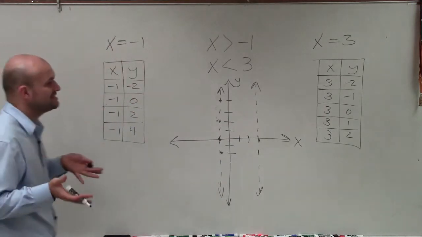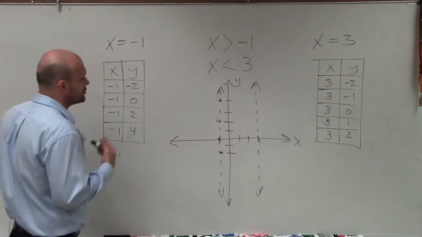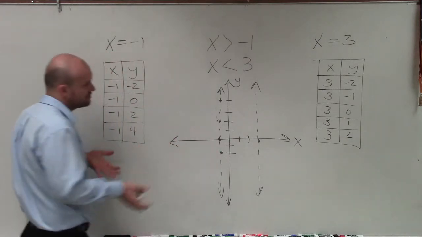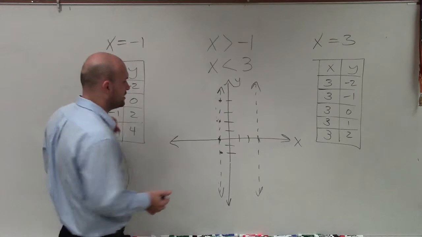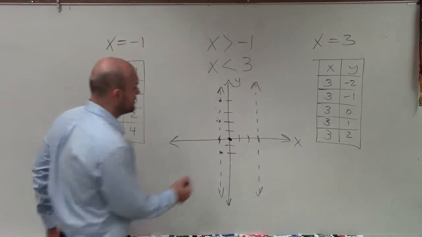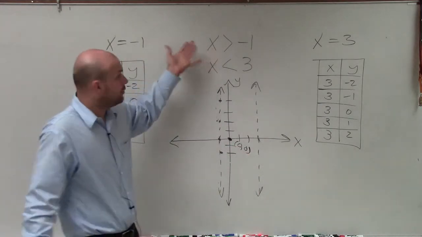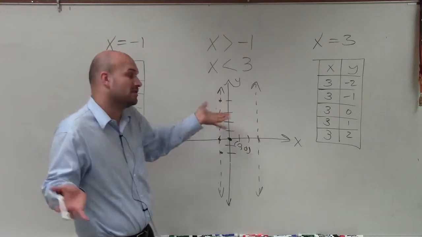Now, the next thing is we need to test where we are going to be shading for these. To do that, what we need to do is choose a test point. We want to choose a test point that is not on either of our boundary lines. And the best test point to choose is (0, 0). So now we know that (0, 0) is a coordinate point x and y. But we see for these two inequalities, we don't have a y to plug in. So we're just going to plug in our x.